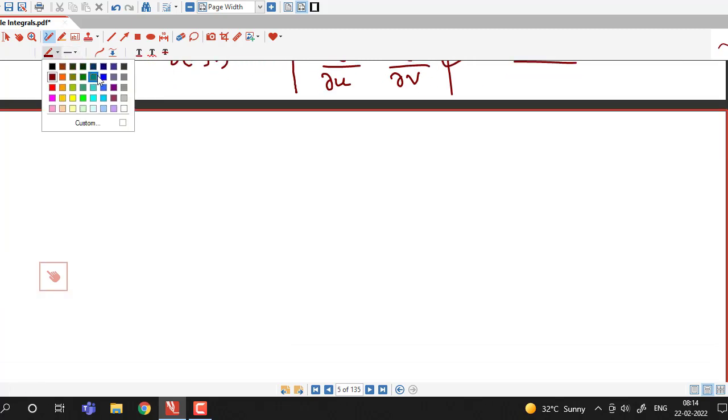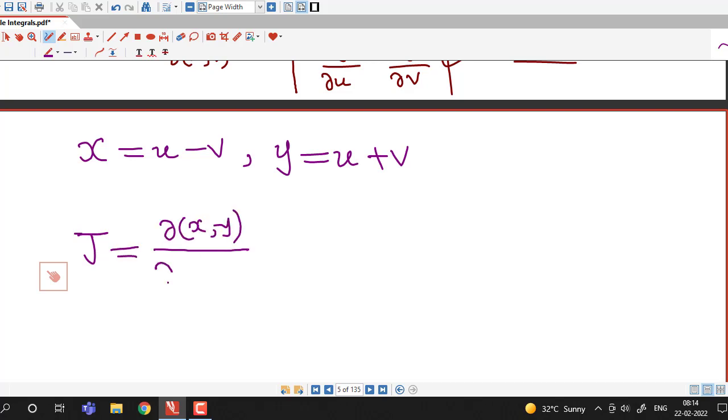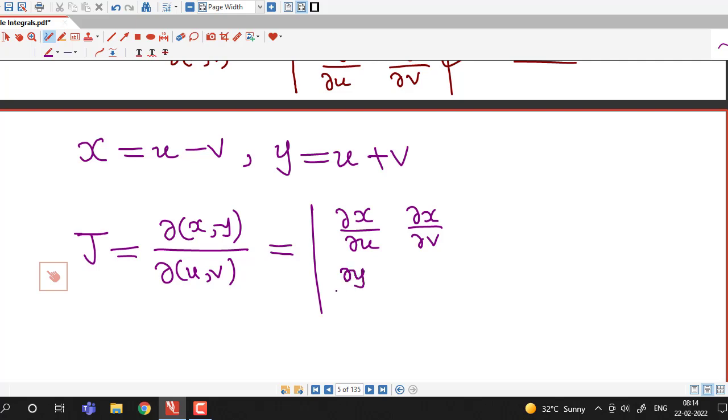We can understand this definition with the help of an example. Suppose I consider x equal to u minus v, y equal to u plus v. Then suppose I want to find the Jacobian of x, y with respect to u and v. Then I have to first write down the definition. The first row is partial derivatives of x with respect to u and v. The second row is partial derivatives of y with respect to u and v.